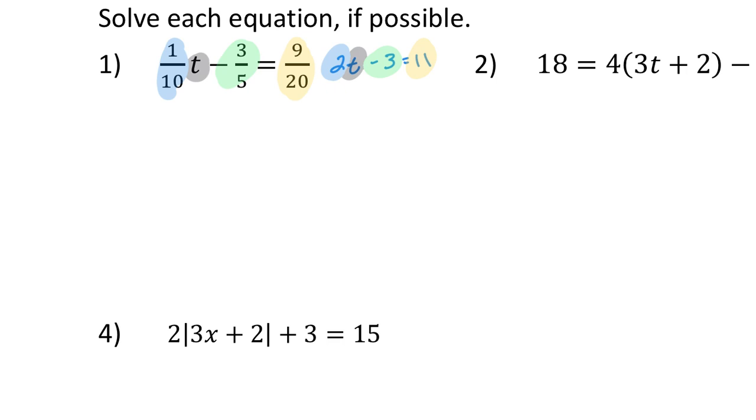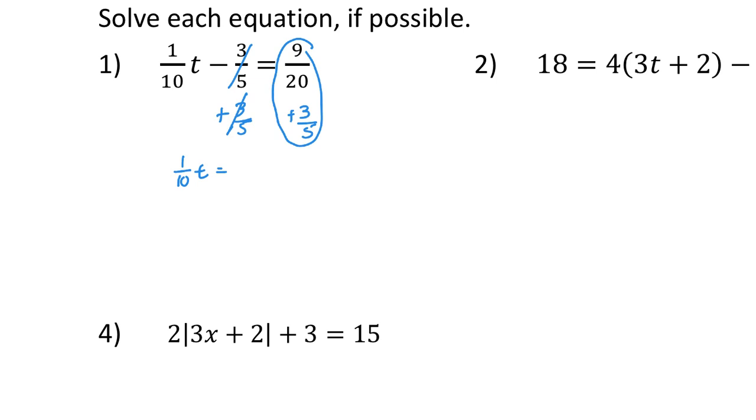So let's go ahead and get rid of all these markings here. All right, so to solve this problem, we would have to get rid of this constant, so I would simply add 3/5 to both sides. Those are inverses, so they're going to cancel out, leaving us with 1/10 t equals, now on the other side, I do have to figure out what 9/20 plus 3/5 is, but that's what your calculators are for. If you're not comfortable with fractions and doing it by hand, you have calculators to do that, and you will find out that that comes out to be 21/20.